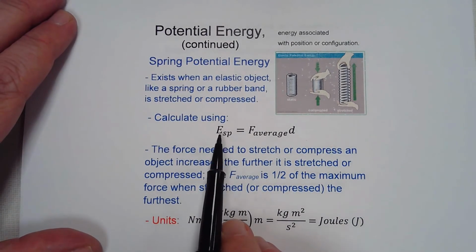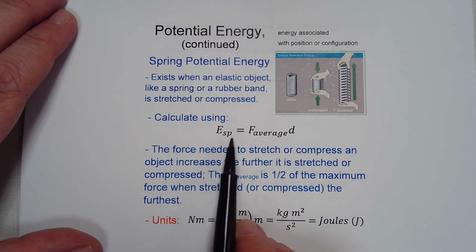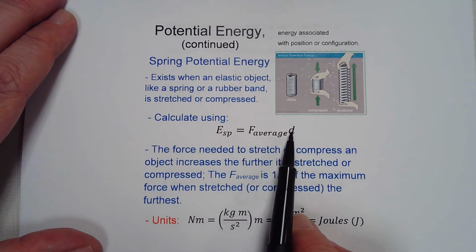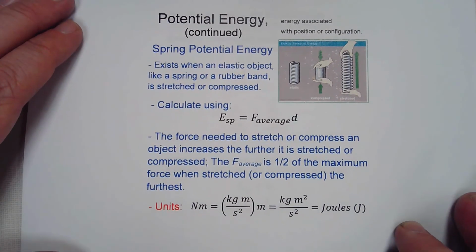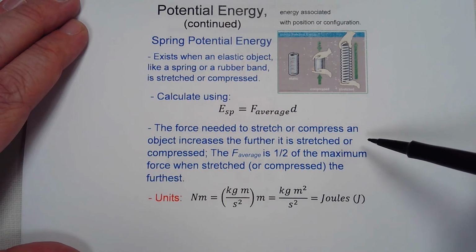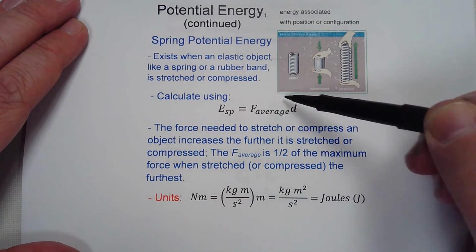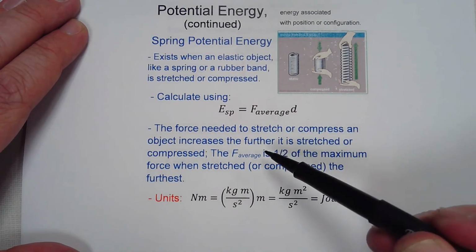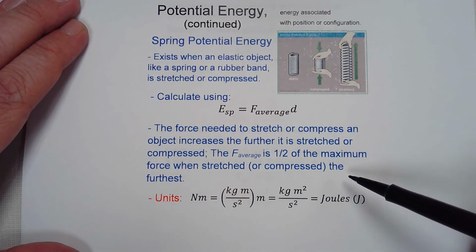So we abbreviate it in this class capital E for energy, then lowercase sp, spring potential, and it's equal to the average force times distance. Now this is an interesting note, and we're about to take a look at a real spring to get an understanding of it. The further you stretch or compress a spring, the more force it takes. The average force is what goes into this equation. The average force is half of the maximum force required to stretch it as far as you stretched it.